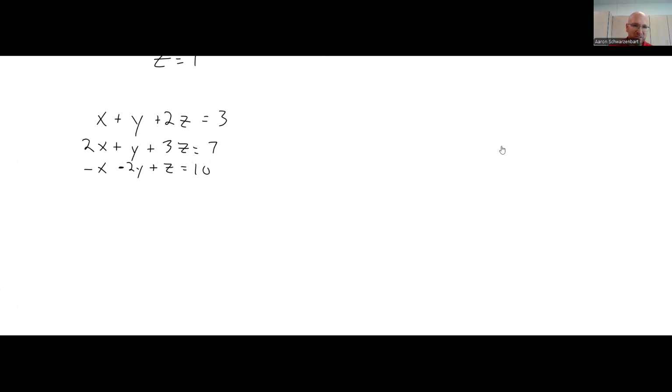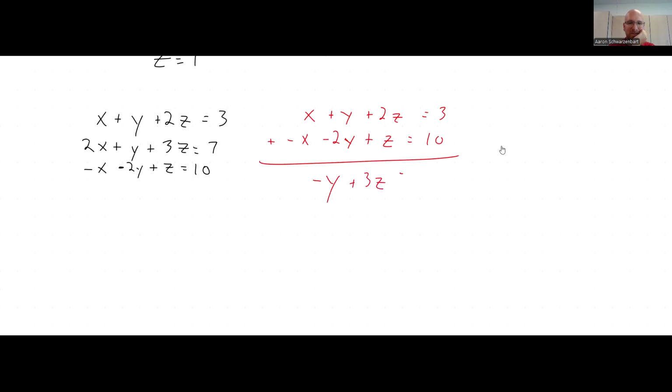And I'm looking at this going, what do I want to eliminate? I think I'm going to choose x. And I'm going to start with equations 1 and 3, because x will just eliminate there. When I add them together, I get negative y plus 3z equals 13.